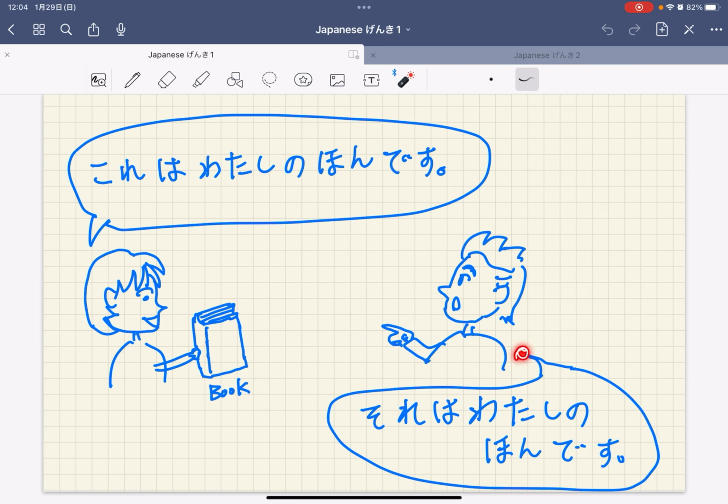So the boy said それは私の本です. So this time the book is close to the listener, so he uses それ. それは私の本です. So it means that is my book.